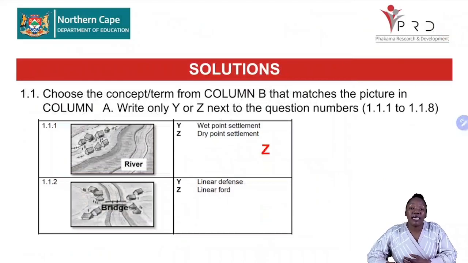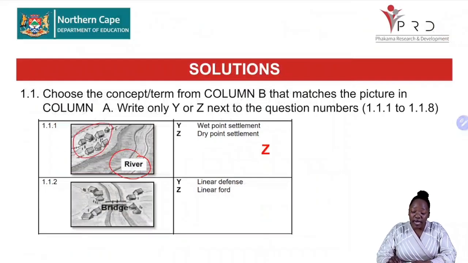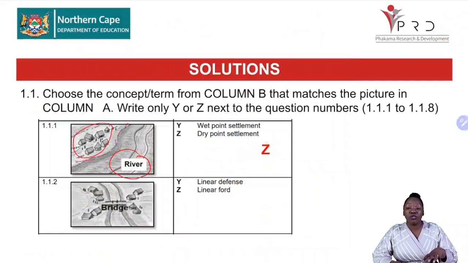Then when it comes to the dry point settlement, there is a river in that area, but the people themselves choose to build away from the river so that they minimize the chances of being flooded. So as you can see the position of the river, then you see the position of the houses that it is away, and there is even the evidence of buffering. So therefore, we call it your dry point settlement. What you need to understand: wet point, there is no river, but there is a water source. Dry point, there is a river, but people choose to build away from that river so that they cannot be flooded.